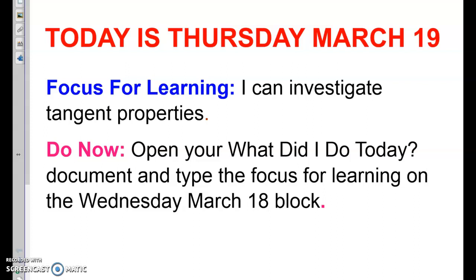Previously, we had learned that for a line to be tangent to a circle, the line intersects or touches the circle one time. And that point where the line intersects the circle, we call that the point of tangency. So today we're going to look more at the properties of tangents.